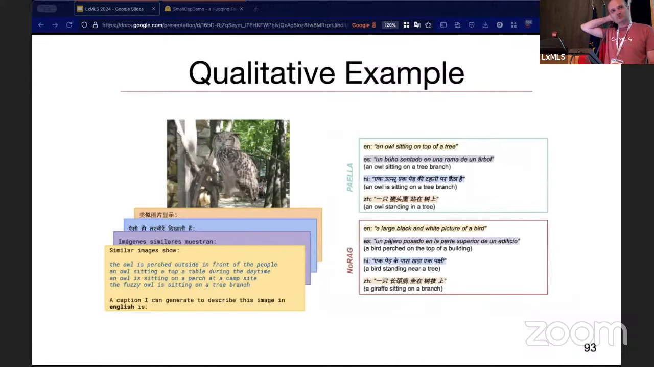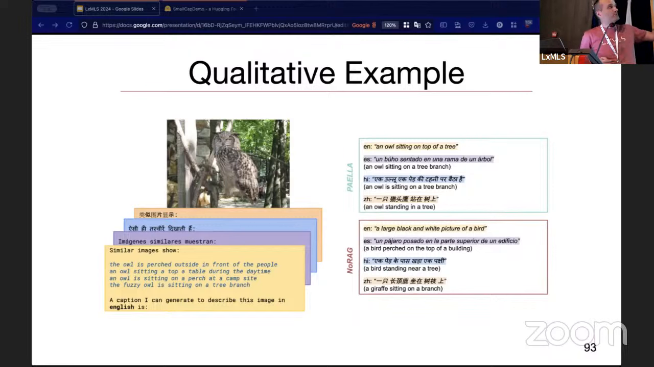And we can also take a look at some qualitative examples here. This is a cherry-picked example of an owl, and we can see that the retrieval system does a really good job retrieving captions that describe this image, even though this image doesn't appear in our training dataset. Sorry, our validation set, yeah, exactly. And we can see here that it does a good job. If we compare Paella at the top, in English, it produces an owl sitting on top of a tree. Whereas the no-RAG version says a large black and white picture of a bird, which is just rubbish.